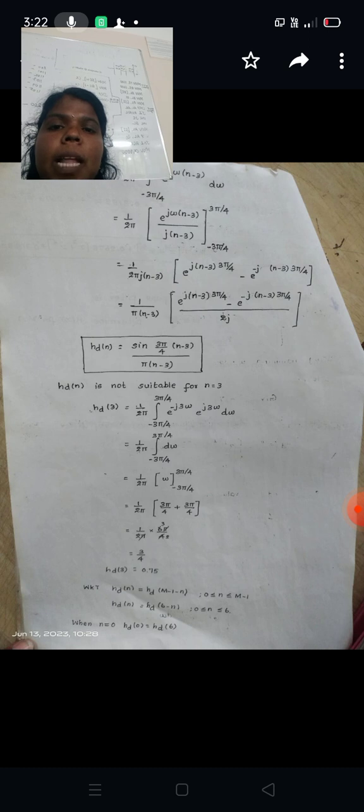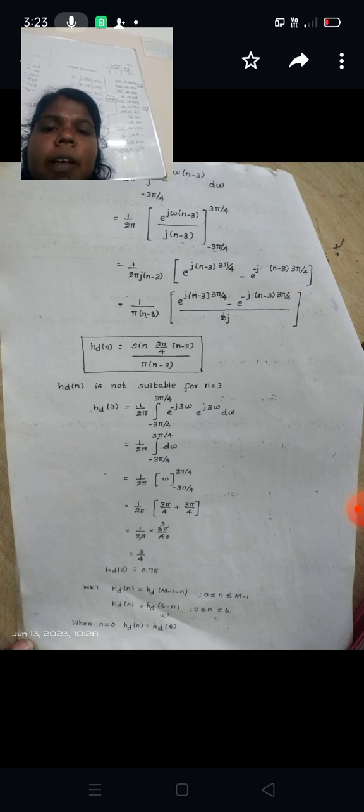Next we have to apply the limits for omega, upper limit minus lower limit. So therefore, 1 by 2 pi into j into n minus 3 into e power j into n minus 3 into 3 pi by 4 minus e power minus j into n minus 3 into 3 pi by 4. After neglecting the similar terms, we get HD of n is equal to 1 by pi into n minus 3, times e power j n minus 3 into 3 pi by 4 minus e power minus j n minus 3 into 3 pi by 4, divided by 2j.